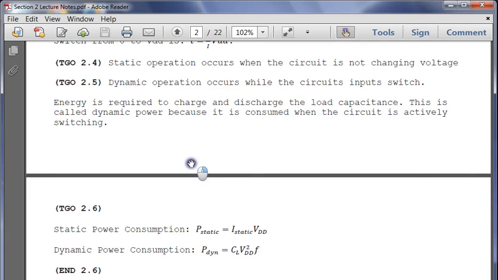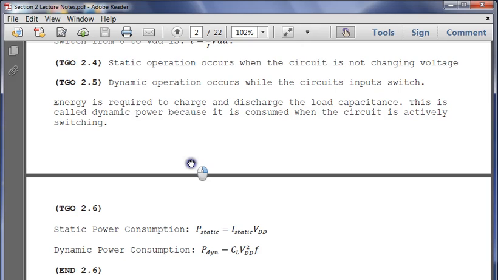The dynamic power consumption is different. We're going to prove this when we get to the next section. But dynamic power consumption is equal to what is known as the load capacitance times the square of the supply voltage VDD times the operating frequency. So this is where our designers have to make a design choice. If you have high operating frequency, that means you're getting a high number of quick changes, so you're going to increase your dynamic power consumption.